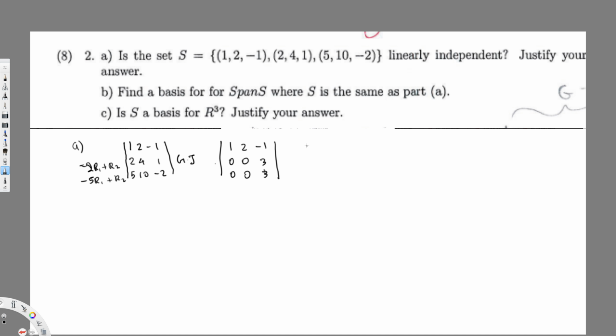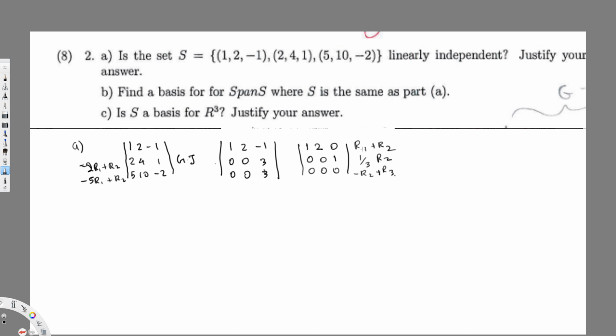So the final answer is going to be 1 2 0. I have to bring it to reduced Gauss Jordan form. I did the Gauss Jordan already, so it's going to be 0 0 1, and this is going to be 0 0 0. So the steps are r1 plus r2, then 1 by 3 r2, minus r2 plus r3. So this is how we get this one. This is the final Gauss Jordan form.